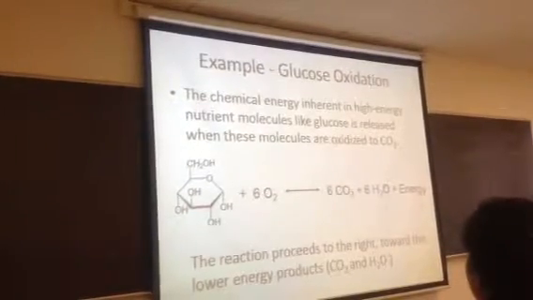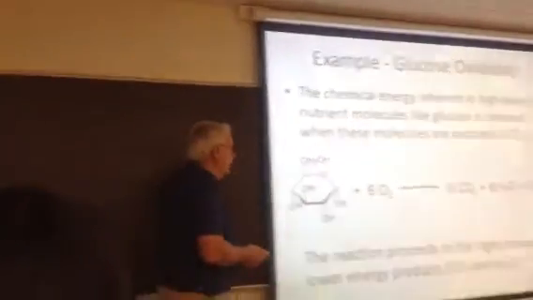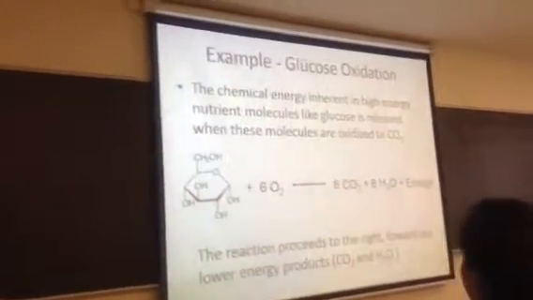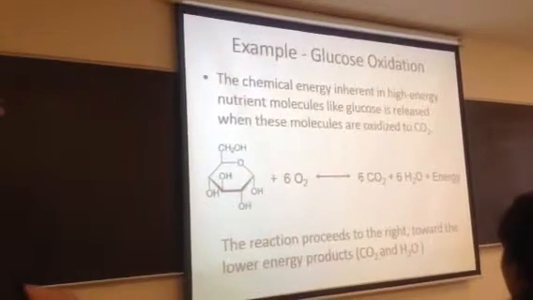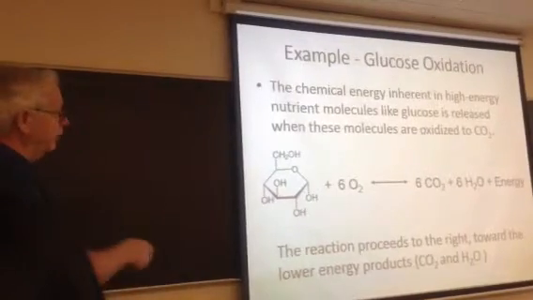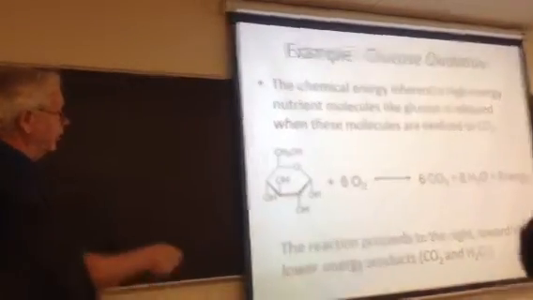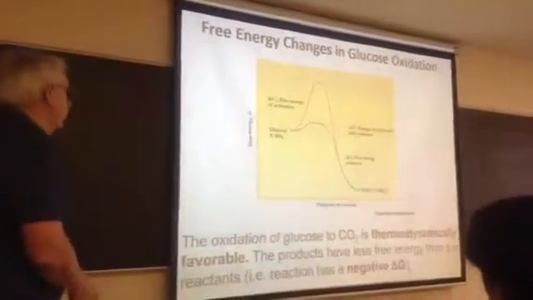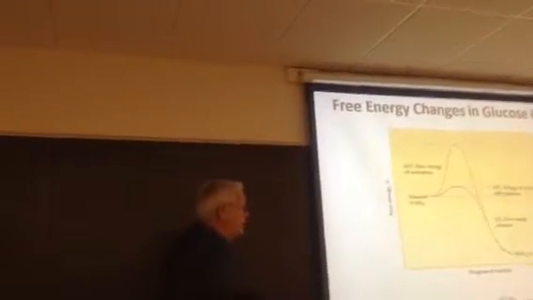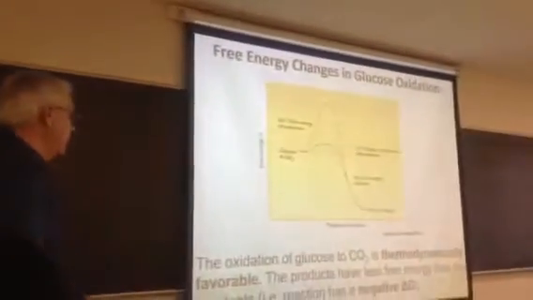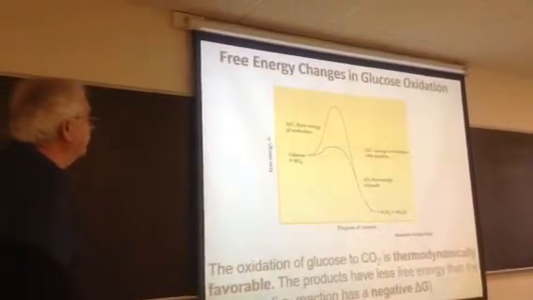But if this is glucose and this is CO2 down here, there's a certain amount of energy, hundreds of kcals per mole, proceeding to these products, CO2 and O2. So by knowing the delta G, we can say it's favorable. We can say what the equilibrium ratio would be, the equilibrium constant. So the oxidation of glucose to CO2, we can say it's thermodynamically favorable, because it has a negative delta G.